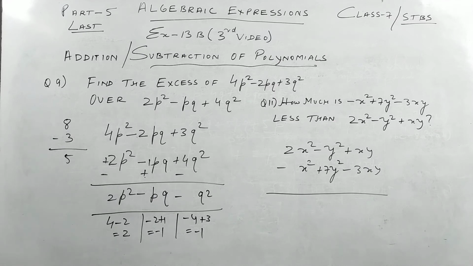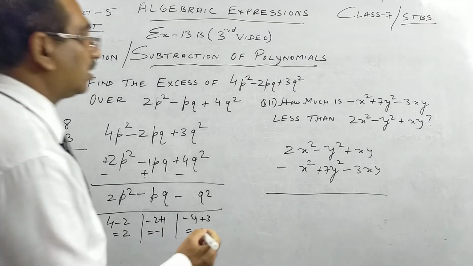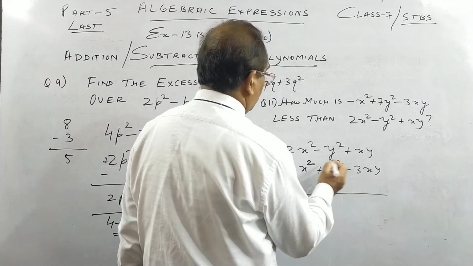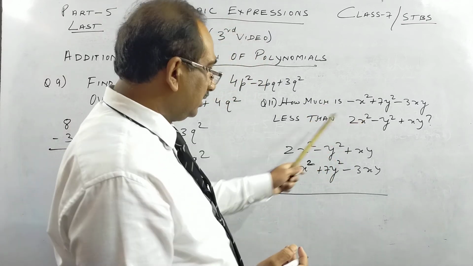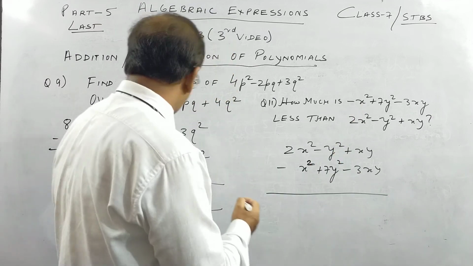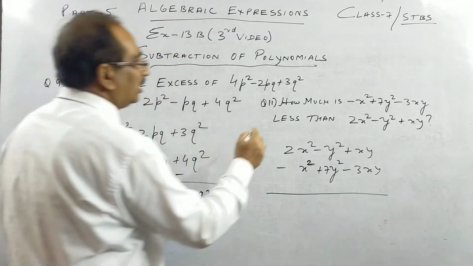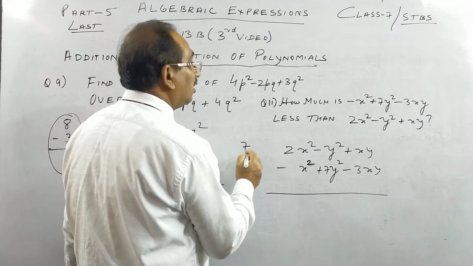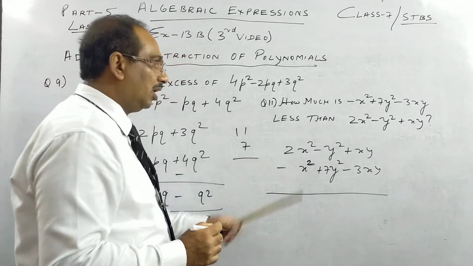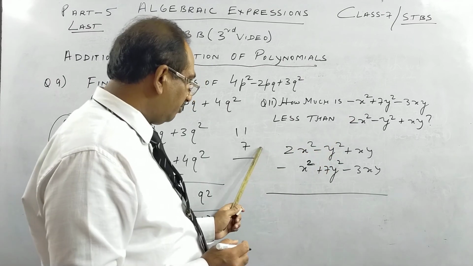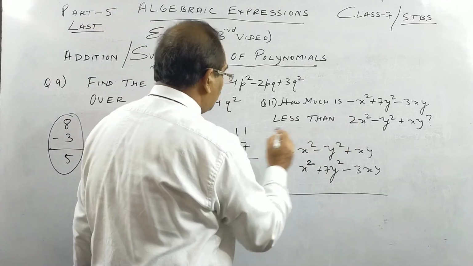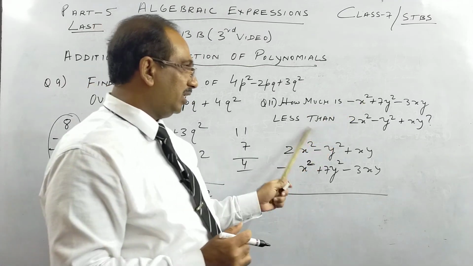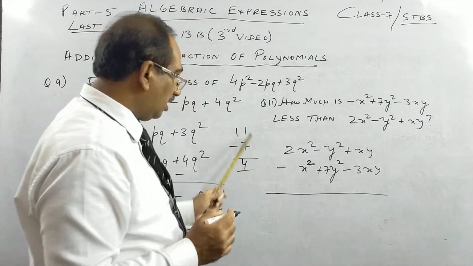Kindly pause the video and copy, then we move on to question 11. Same way here you can take a comparison, an analogy, or example. How much is this less than this? One example I'll give you: how much is 7 less than 11? So this will come up, 4. How much is 7 less than 11? The answer will be 11 minus 7.